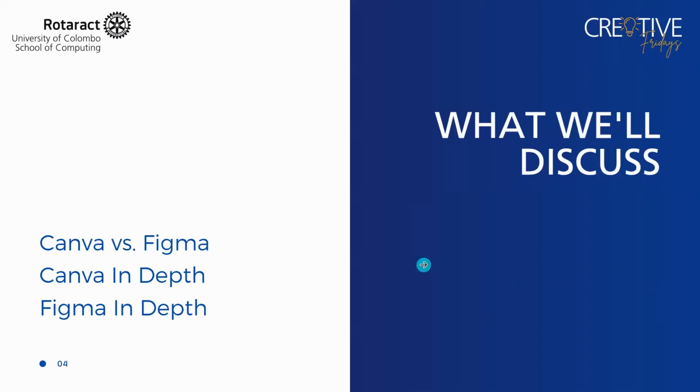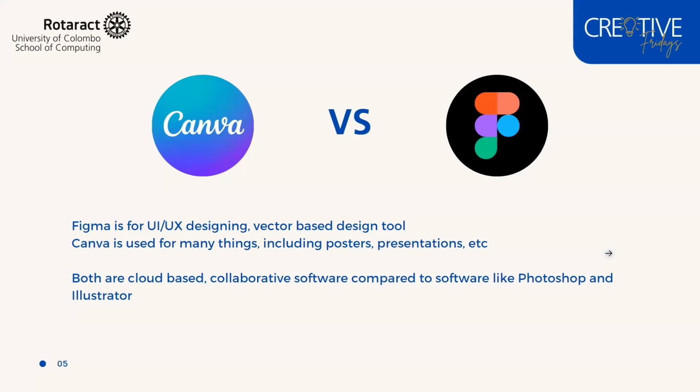So today we are going to discuss Canva and Figma. When you talk about Canva versus Figma, Figma is mainly for UI UX design, and it is a vector-based design tool. Canva is used for many things, including posters, presentations, banners, marketplaces, etc. Both are cloud-based collaborative software compared to software like Photoshop and Illustrator.